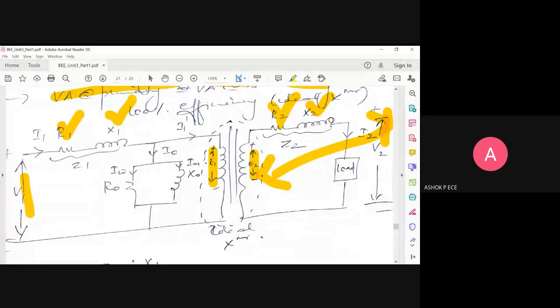For that only, we have seen the transformer on no load condition. Then we have seen what is I naught, IW, IM. That is no load. Then the transformer on load condition, we have seen how I2 will change depending on the load. Then we have seen the practical transformer, what losses we have, and the effect of winding resistance. We have seen R1 and R2 in the primary and secondary, and the effect of leakage flux. We have seen X1 and X2 in the primary and secondary. So when you put everything in the diagram, this becomes the equivalent circuit of the transformer.